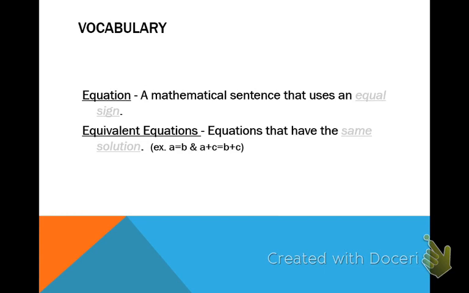We need to use the idea of equivalent equations. Two equations are equivalent if they have the same solution. For example, and by the way, equations don't have to have variables in them. Anything can be an equation. 10 equals 10 is an equation. It's a mathematical sentence that uses an equal sign. That satisfies the definition.